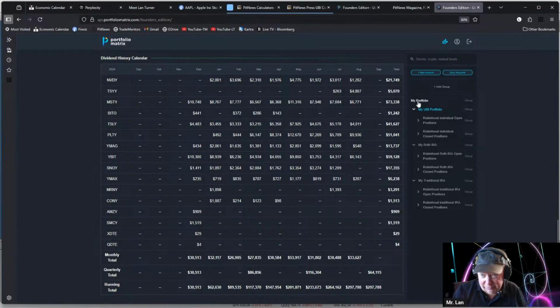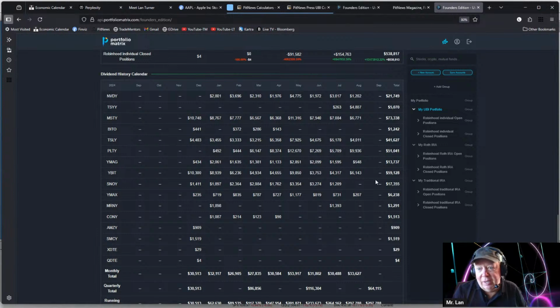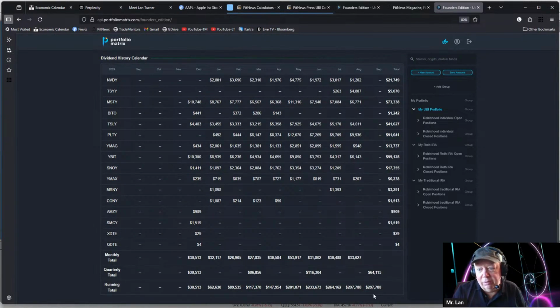If I click my full portfolio, it'll take all of them. Take my UBI portfolio, my Roth IRA, and my traditional IRA, because those are the ones I have in here, and it will line those out and show them to you right here. So you can see quarterlies, and then you can see running total. Right now, as of September, I have nothing coming in September, but my running total for the month of September is the same as August, because August is my last payouts.